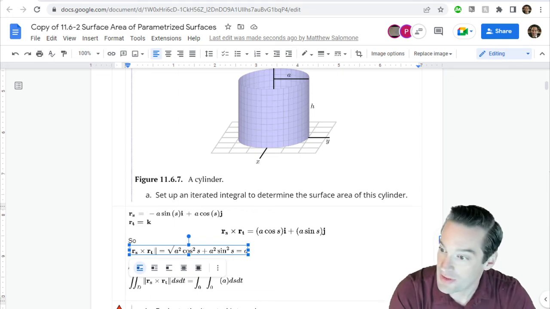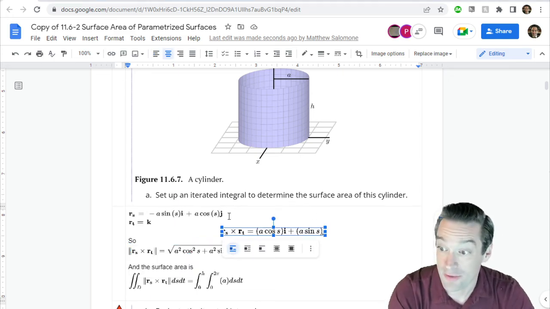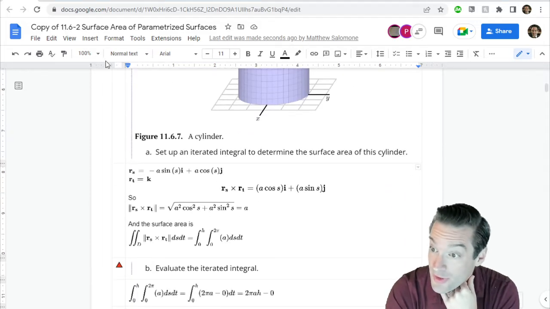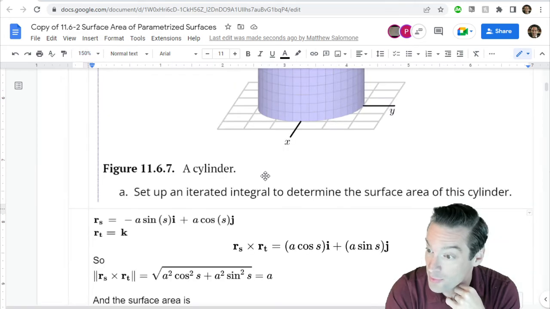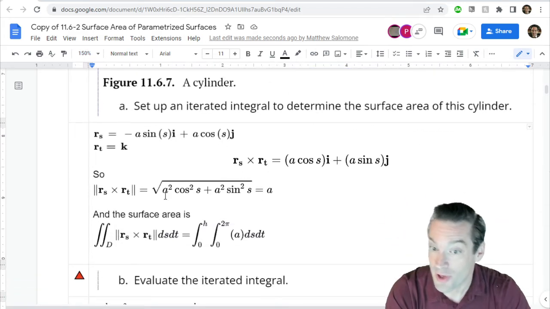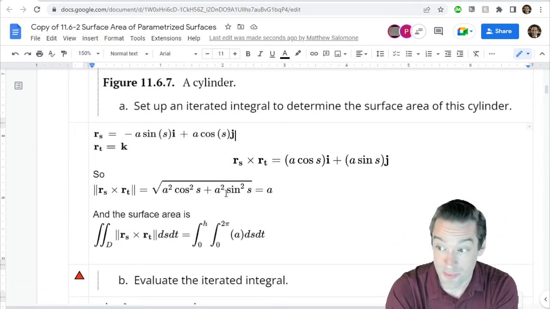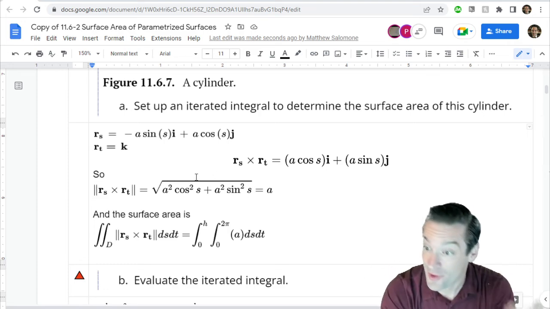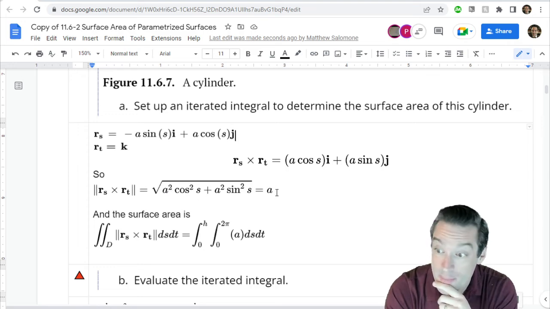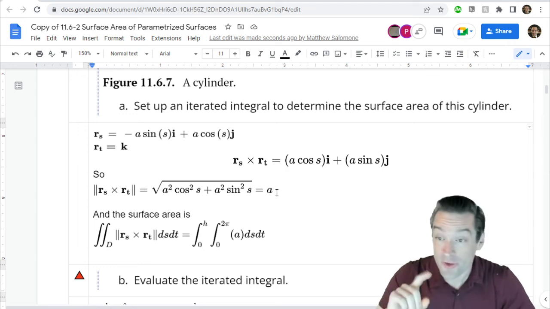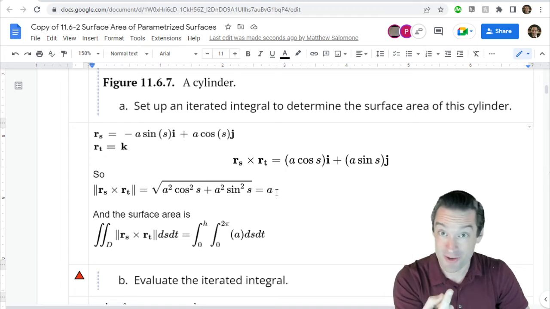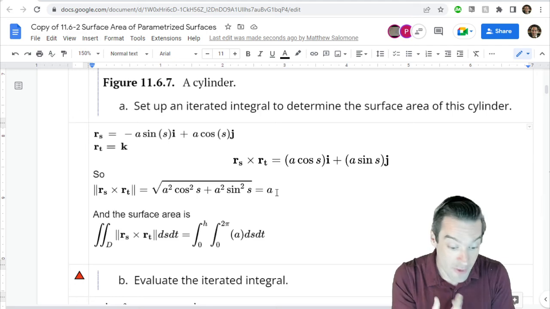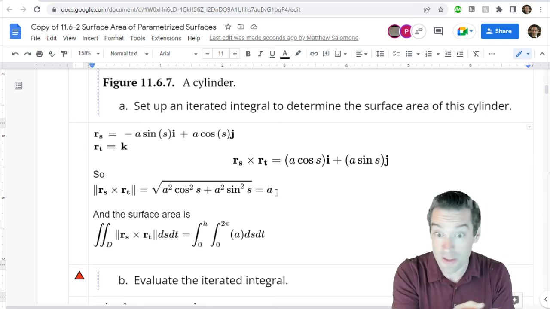So this example turned out to be not so bad. For this parametrized surface, when we find the magnitude of the cross product of its parameterization, that magnitude ends up being the square root of a squared times cosine squared s plus sine squared s. And cosine squared s plus sine squared s gives us 1, and so the magnitude of this cross product just ends up being a. So every one of the little normal vectors to our surface that comes out of this parameterization by taking the cross product of the two partial derivatives has the same length. They're all equal to a.